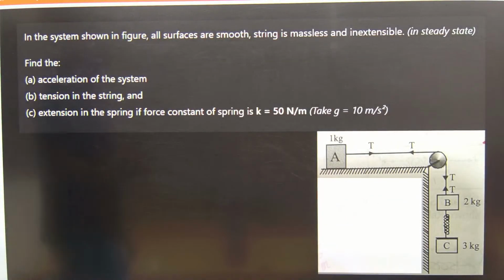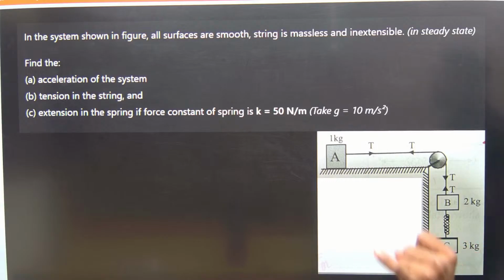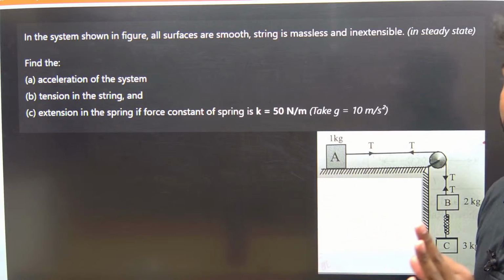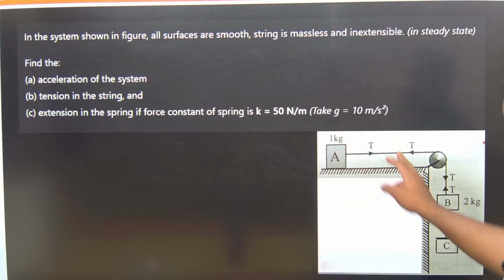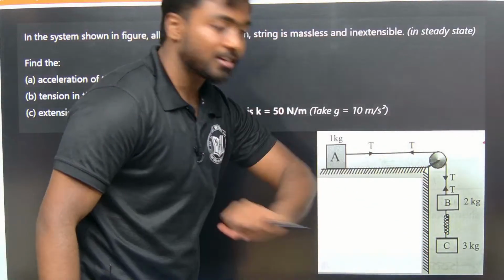So in the system shown in the figure, all surfaces are smooth, the string is massless and inextensible. The acceleration of the system I need to find, first thing. Tension in the string I need to find. Extension in the spring, if the force constant of the spring is K, which is 50 Newton per meter. So this is the spring over here and these are the tensions, right.